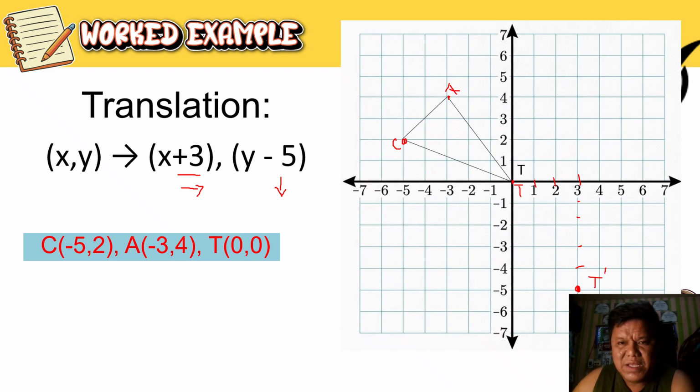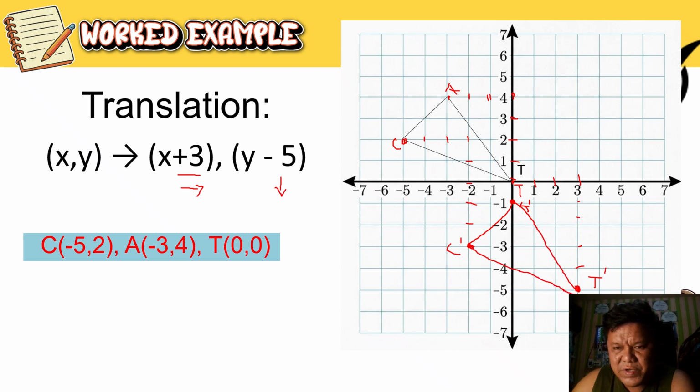Okay, how about A? 1, 2, and 3, then 1, 2, 3, 4, and 5. So this is our A. Let's repeat: 1, 2, 3, then 1, 2, 3, 4, and 5. How about C? 1, 2, 3, then 1, 2, 3, 4, and 5. So this is now our C. Then connect. So this is now our image.